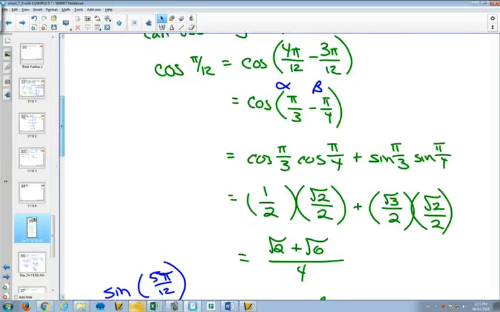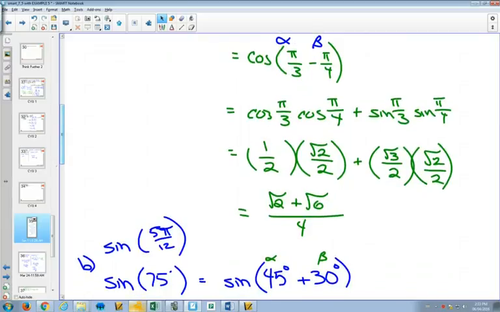Part B said, find sine of 75 degrees. Same thing, now we're just working in degrees instead of radians. 75 degrees is part of the pi over 12 family, because if you change it to radians, 75 degrees is 5 pi over 12. So thinking of your pi plate, is there any way you could add or subtract to get 75 degrees using values on your pi plate? Yes. 45 plus 30.